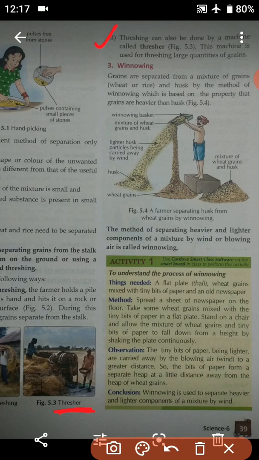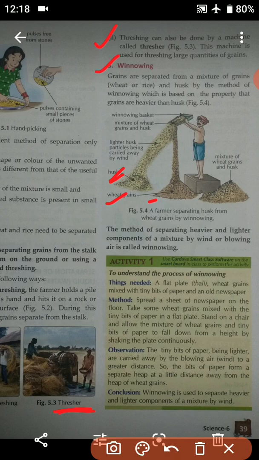Okay. So number 3 is winnowing. So grains are separated from a mixture of grain like the wheat or the rice and husk by the method of winnowing, which is based on the property that grains are heavier than the husk. So students, you can see this is the husk and these are the grains. So here it is said that the grains are heavier than the husks. So whenever we winnow them in the wind, what happens? The grain will get separated on one side and the husk will get separated on the other side.